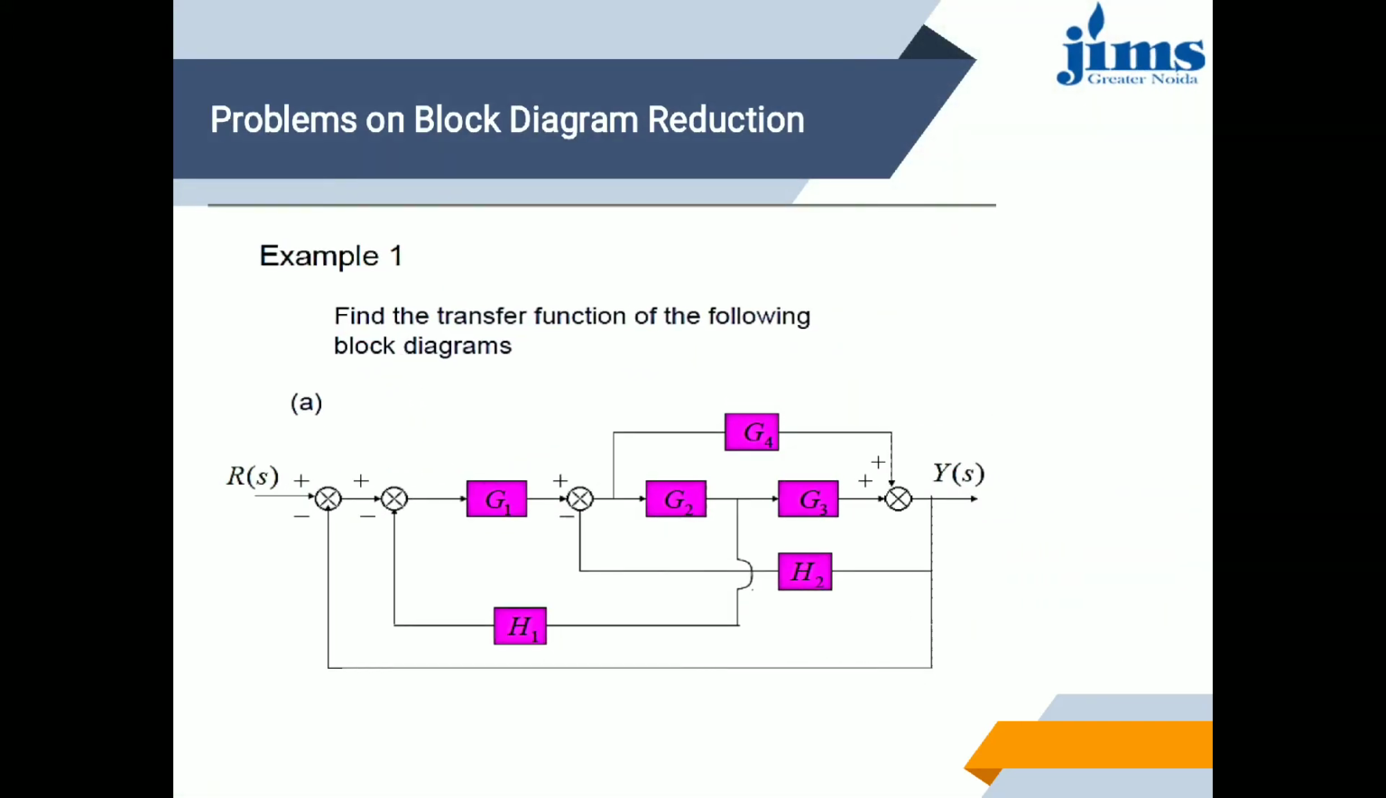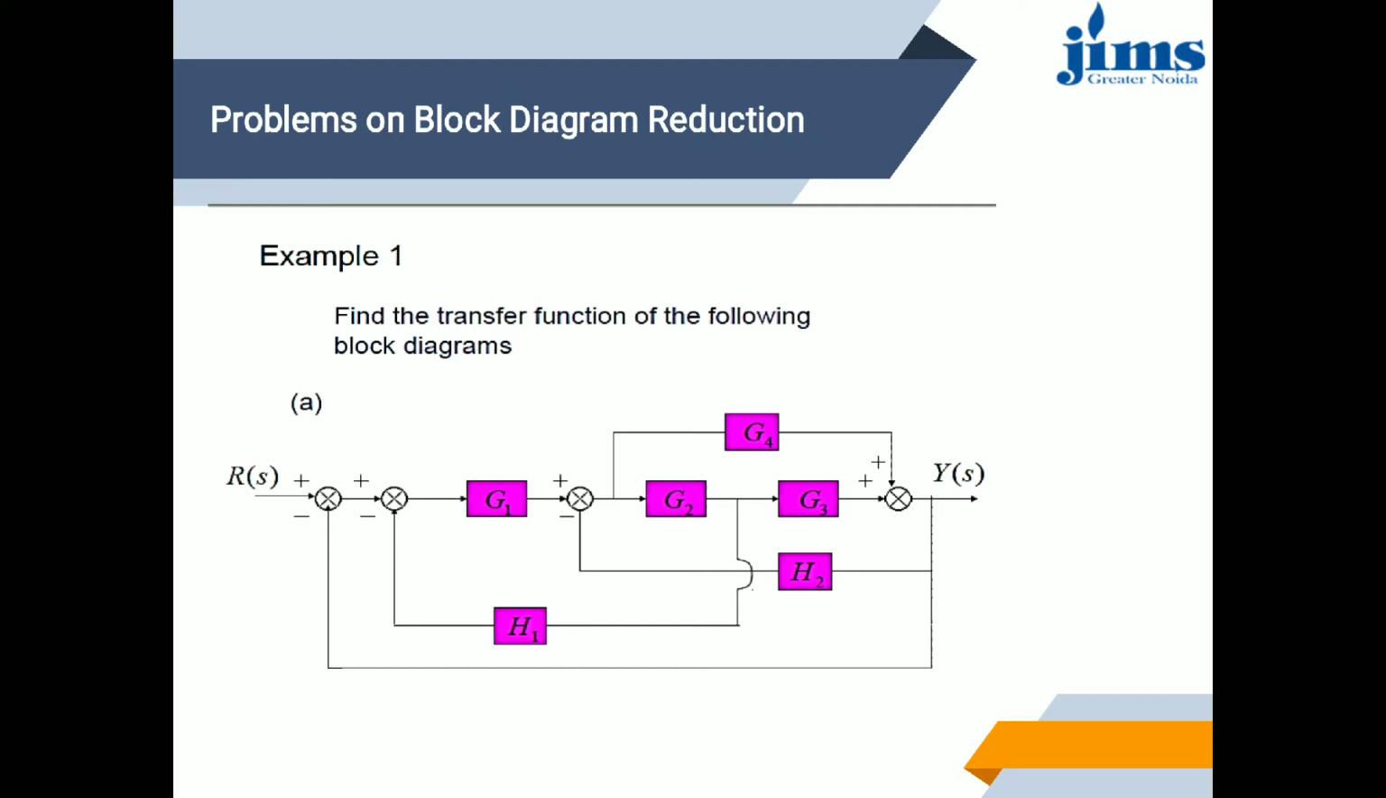Let's take an example. Suppose I've taken this example. What we need to find here is the transfer function of the block diagram. For this, first we have to understand the problem. We can see that there are four system gains in this problem: G1, G2, G3 and G4, and there are three feedbacks: H1, H2 and one unity feedback. What we need to find is the overall transfer function of this block diagram.